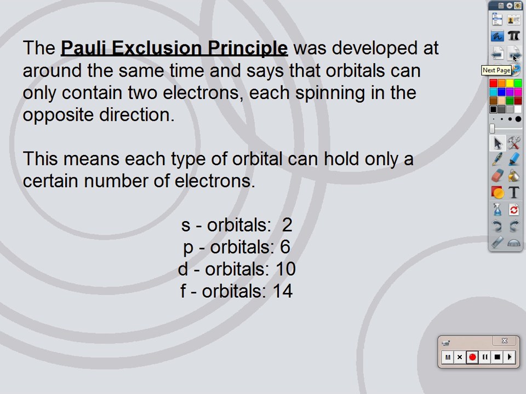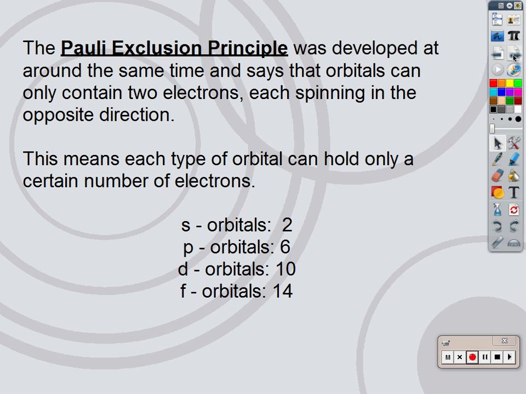So again, in the quantum mechanical model, the modern model, these energy levels are divided up into orbitals. Orbitals are places where you are likely to find electrons. Okay, not that they will be there. Heisenberg said that doesn't happen, but that they're likely to be there.